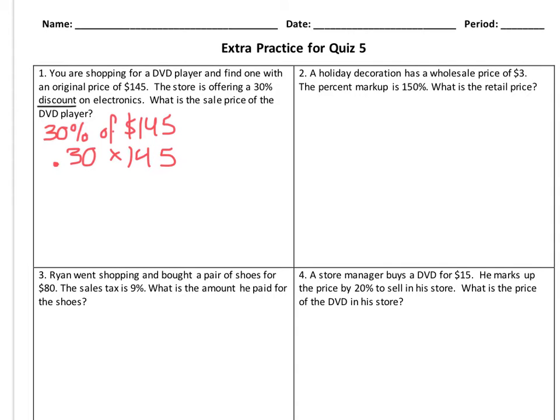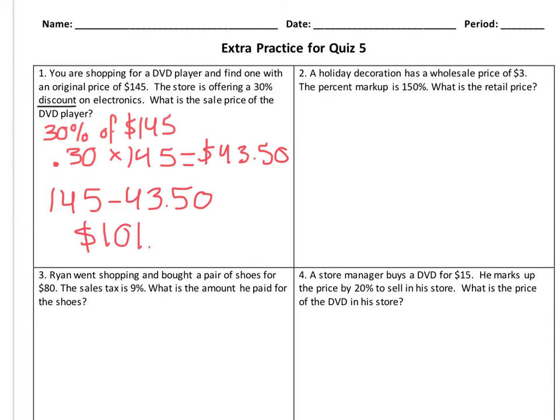And I get $43.50. Well, now I need to subtract that from the original price to find my answer. Subtracting will give me the price I'm going to pay, or the sale price, $101.50. Number 2. A holiday decoration has a wholesale price of $3.